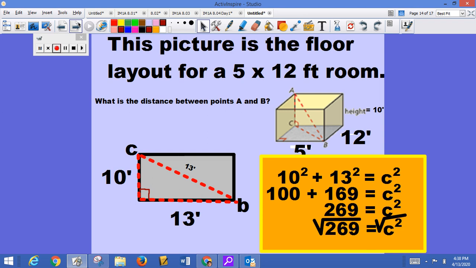Now, this is not going to be a perfect square. I used a calculator, and I got C as approximately 16.4. So it is important that you use that approximate symbol there because it's not exactly 16.4. It's not a perfect square, so it's some number that's going to go on forever. But we did end up finding that it's approximately 16.4 feet. And again, that is the distance from A to B, 16.4 feet. And that's about as hard as it gets for the Pythagorean theorem, people.